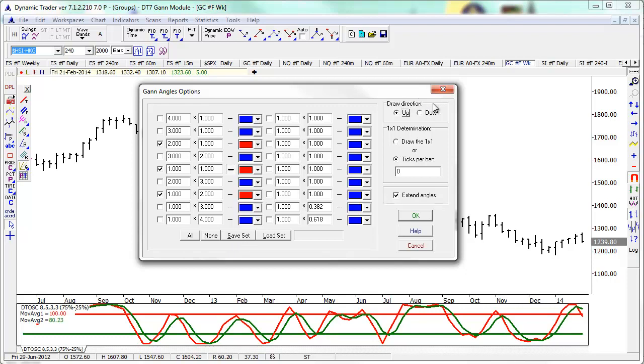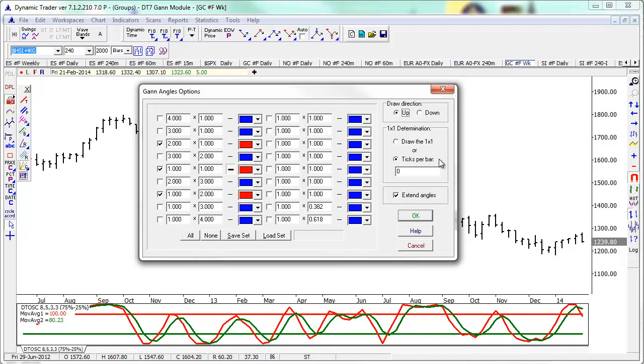Then it's pretty simple. We can draw the angles going up, we can draw them going down, and here's probably the key choice that we have: we draw the 1x1 angle. That means we use a high and low on the chart to create the 1x1 angle, or we can create any angle by ticks per bar. Some people have found that certain markets and certain time frames pretty consistently the 1x1 angle should be a certain number of ticks per bar.